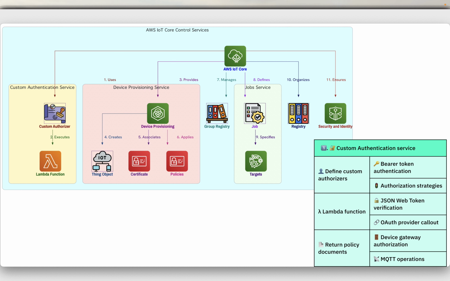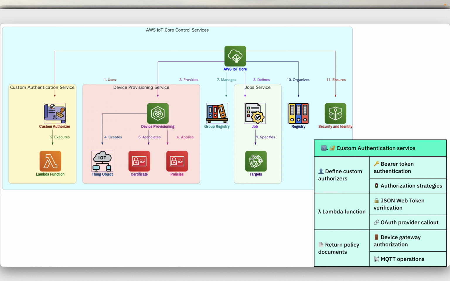So first one is custom authentication service. You can define custom authorizers that allow you to manage your own authentication and authorization strategy using a custom authentication service and a Lambda function. So this is required. How your device connects, you want to make sure that they are authenticated, otherwise anybody can connect to your network. So you can put some kind of scheme and you can define custom authorization and have a Lambda function.